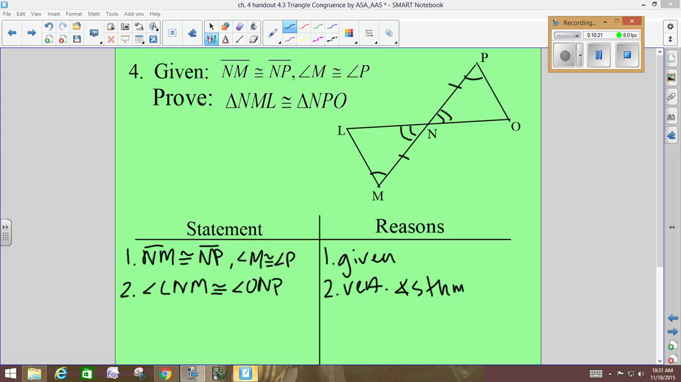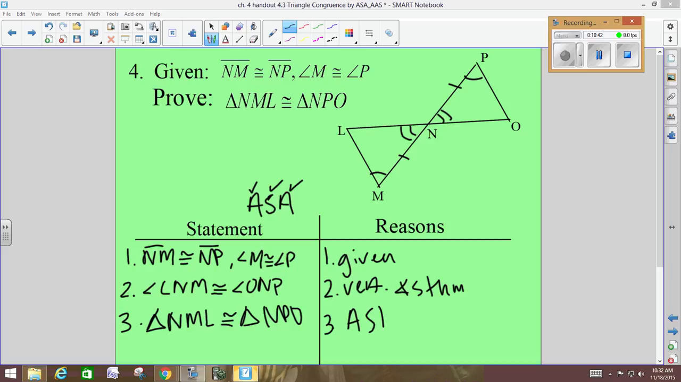Do we have enough here to say that the 2 triangles are congruent? Which of our 4 ways are we using? Angle, side, angle, and double checking. I have a side in the given, an angle in the given, and then we just did the other angle. So step 3, triangle NML is congruent to triangle NPO by angle, side, angle. All right, do the next one if you haven't.